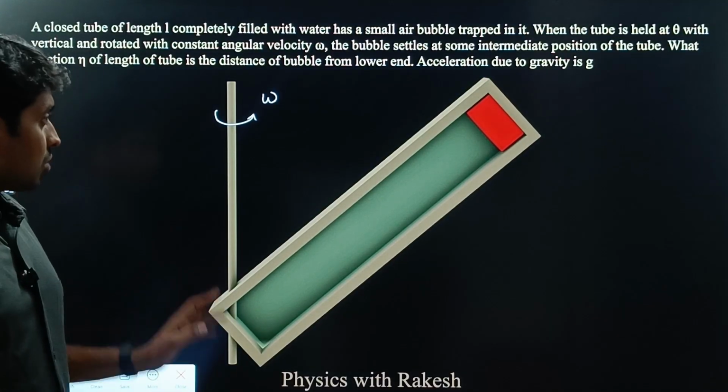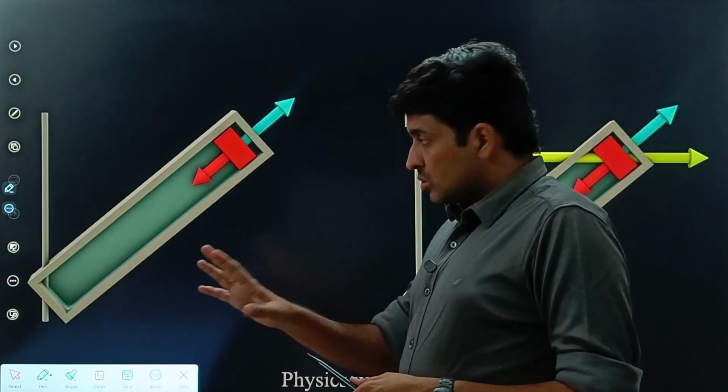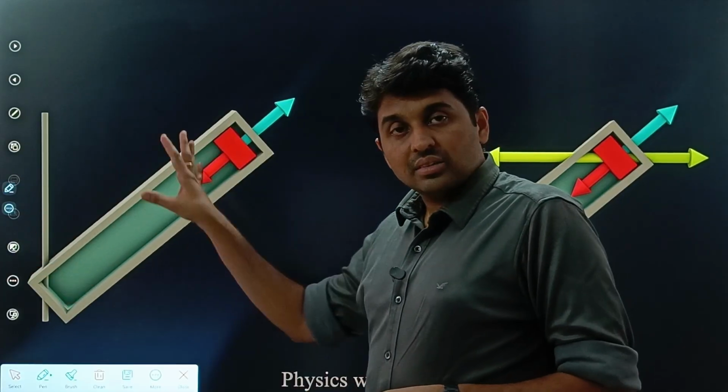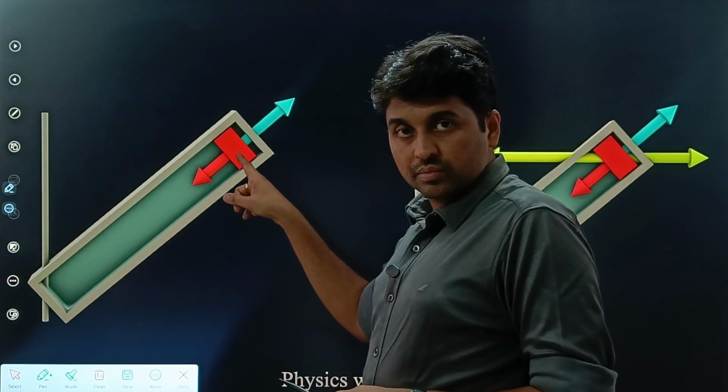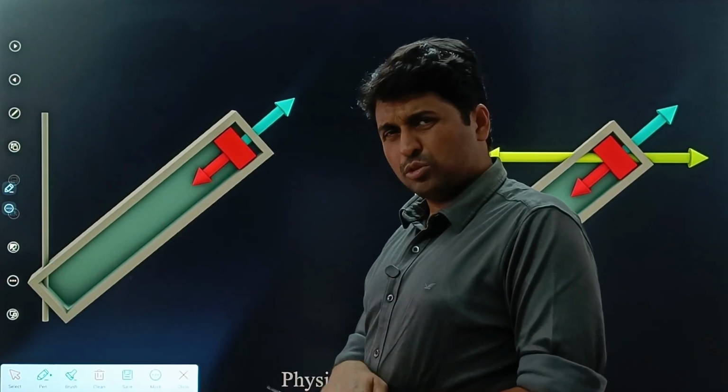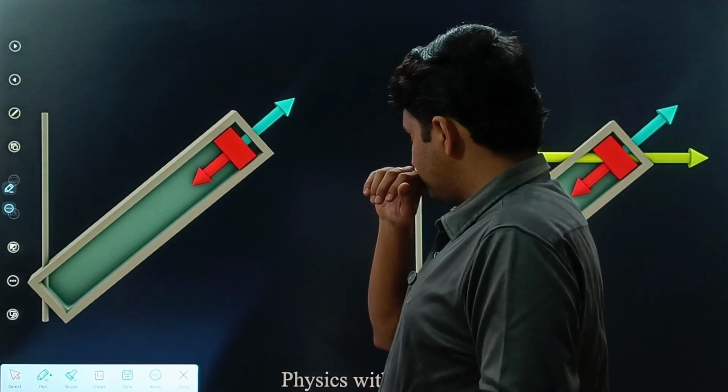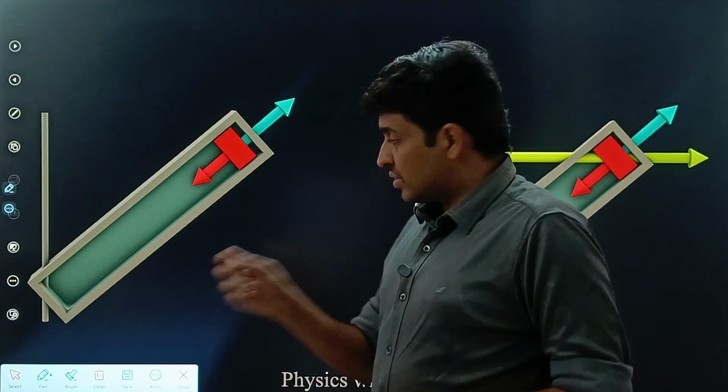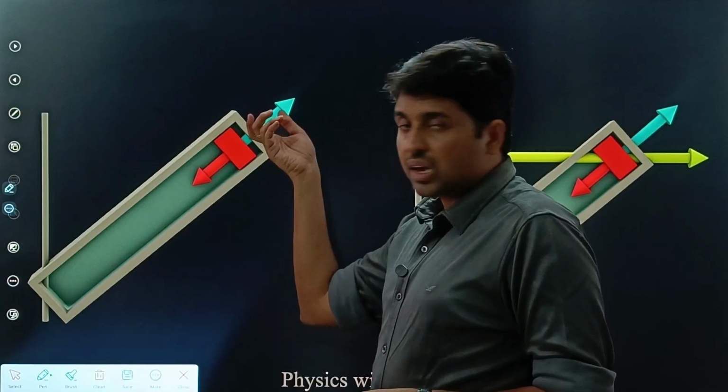Okay. Let us move forward. Suppose this is still. Let us see why the air bubble is here. Why not here? Why not here? Like that. From the force point of view. We know that if there is an air bubble here and there is water, it will obviously come up.